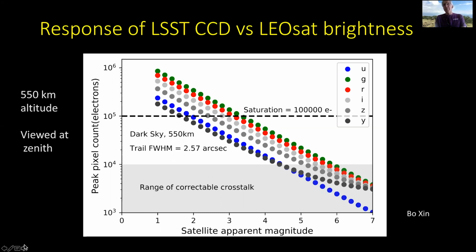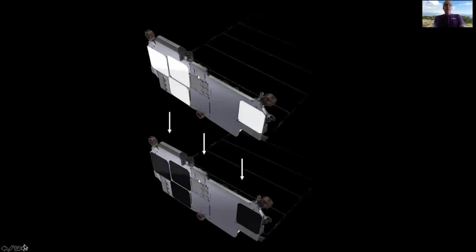But as you get fainter than 6, maybe to 7th magnitude, it starts getting possible to do. And so that gave rise to the 7th magnitude number that we went and gave to SpaceX as a goal. So they started playing around with various ways of darkening the satellites.